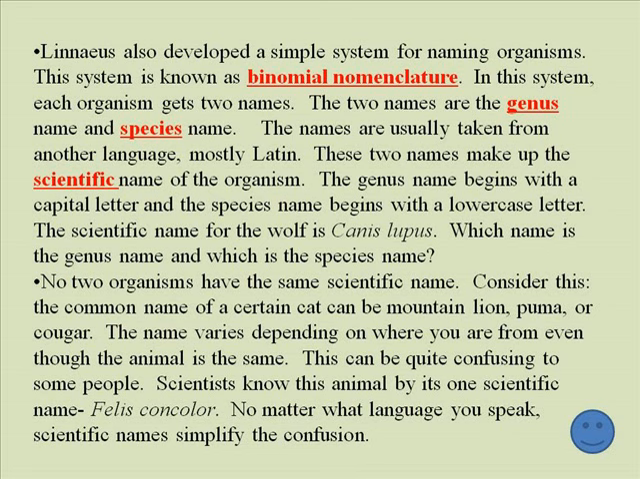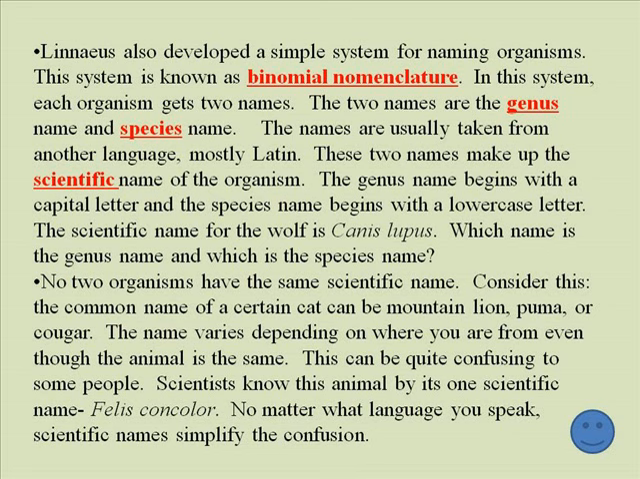So our genus and species names are very specific to the species, and a species is a group of animals, or I should say a group of living things that can mate successfully with each other. Successful mating means that they can have babies that can someday have babies. So you will have the same scientific name as other members of your same species.